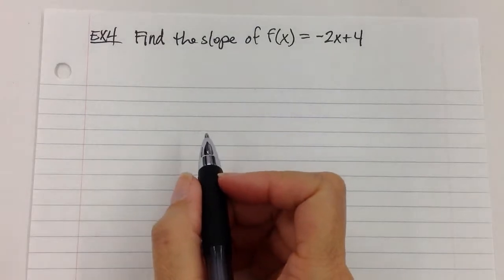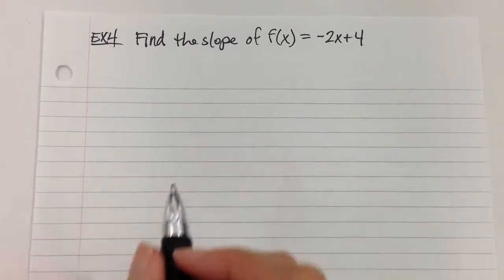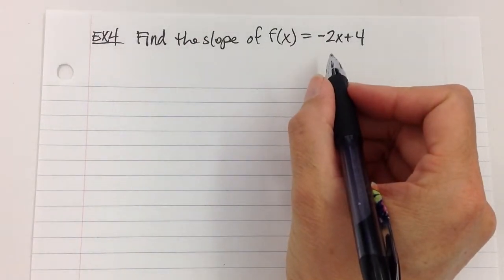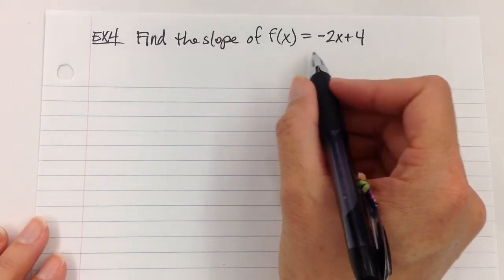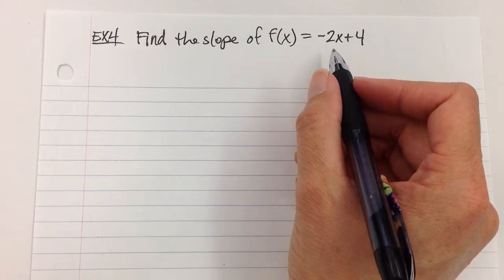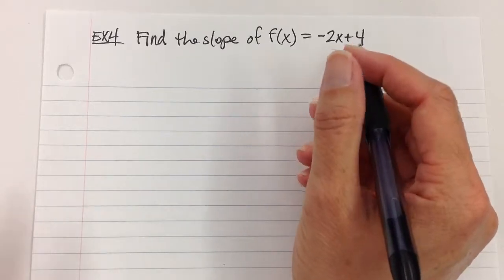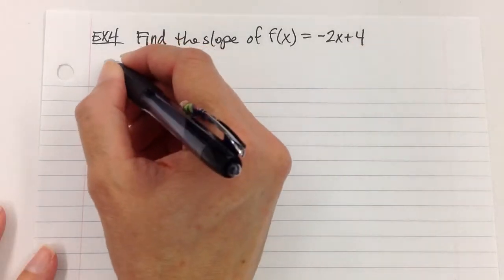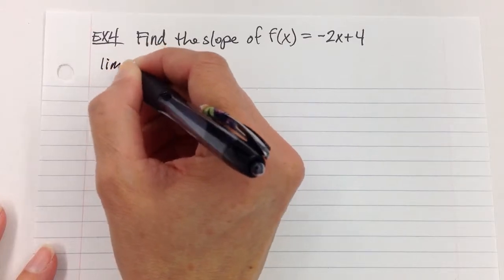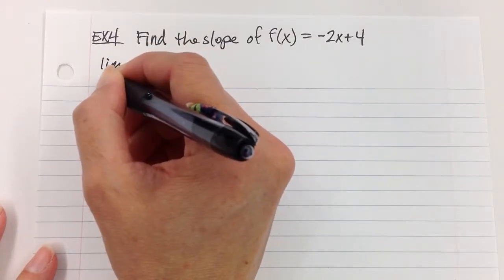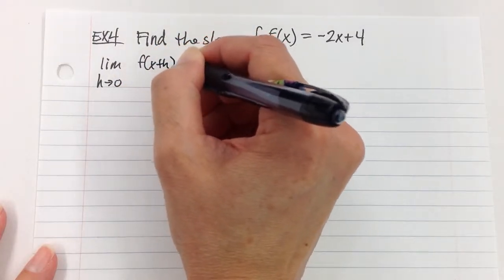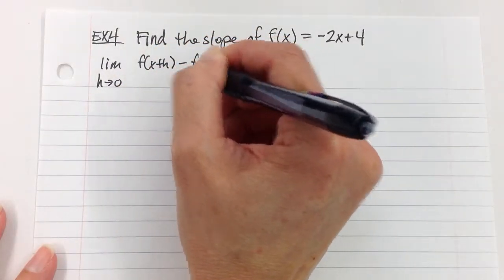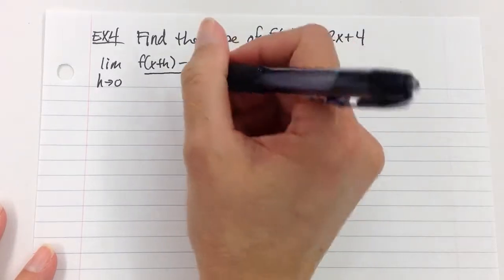Okay, so we're just trying to practice this. We know the slope is -2, so we know what the answer is going to be. So how do you come up with an equation for the slope, because you're going to have to deal with equations that aren't lines. So we're just practicing right now how to use this equation. So let's use our equation, the limit as h approaches 0 of f of x plus h minus f of x over h.